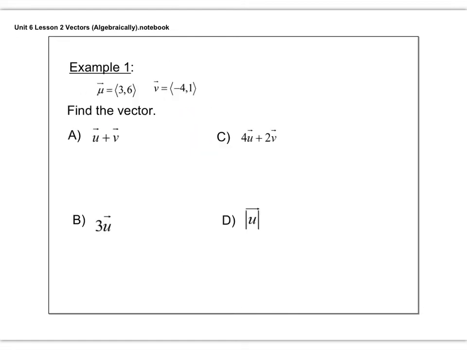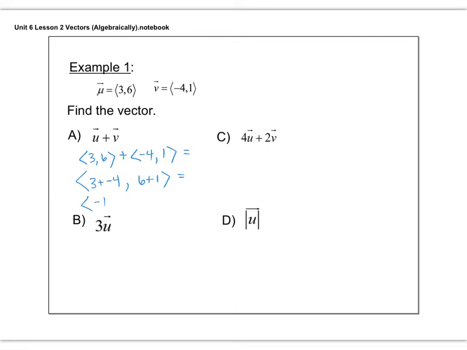Notice we're given two vectors. Vector u has a component of 3, 6. Vector v has a component of -4, 1. The first thing we want to do is add vector u plus vector v. To show your work, you would say u is 3, 6 plus v is -4, 1. And if I add those, I'm going to take 3 plus -4 and 6 plus 1.